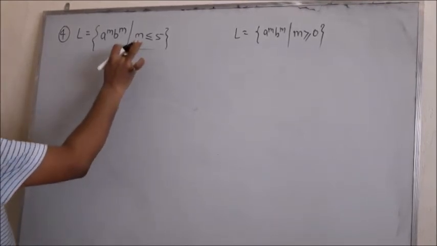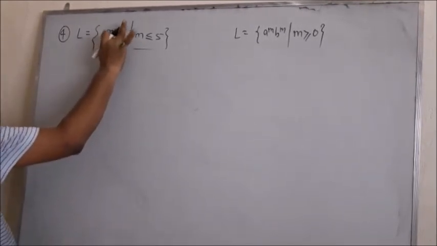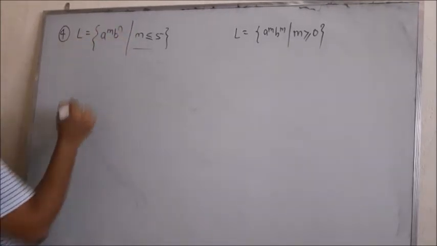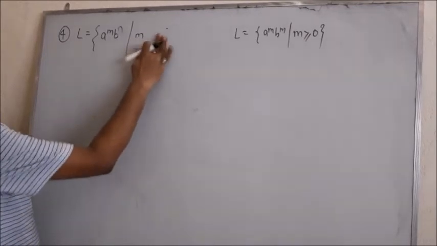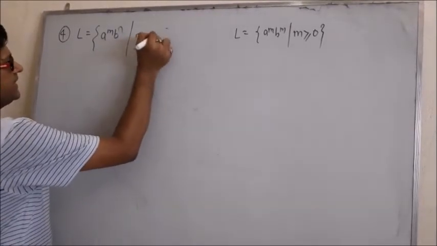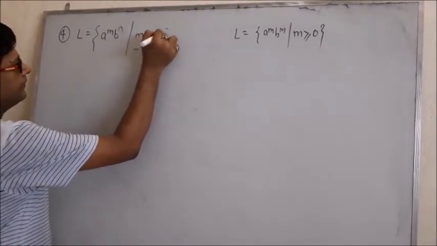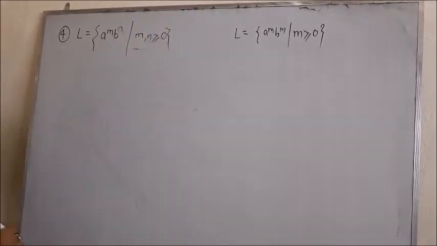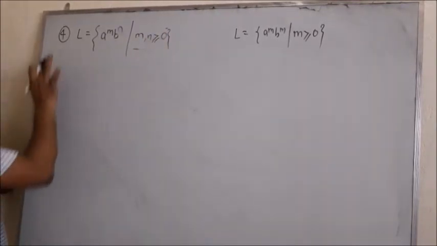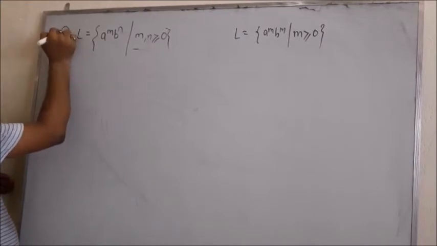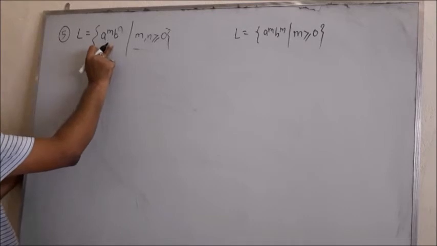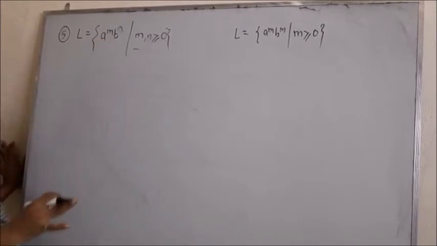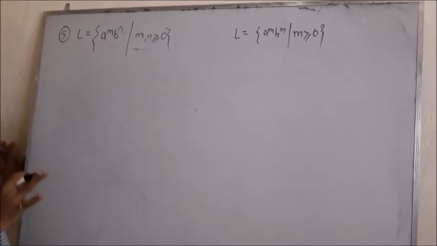Okay, fifth part is A raised to M, B raised to N, and M and N start from 0. So now see the situation. This is the fifth part. Here the language is given A raised to M, B raised to N, where M and N are starting from 0, and this is your infinite language.